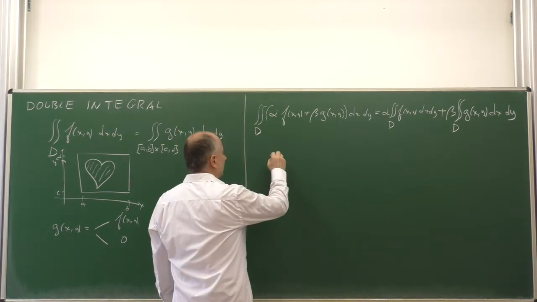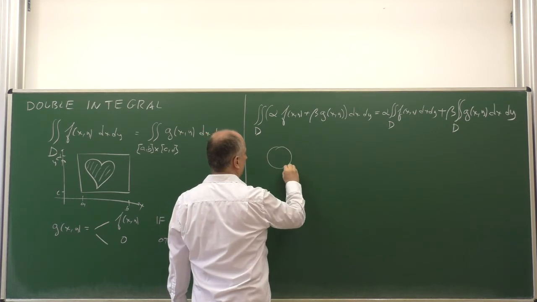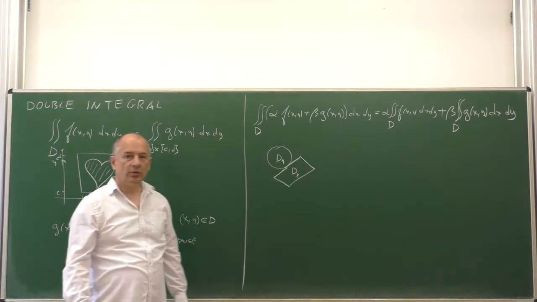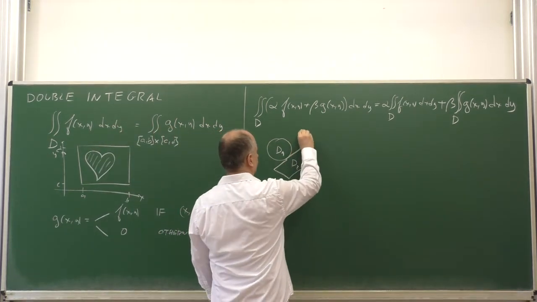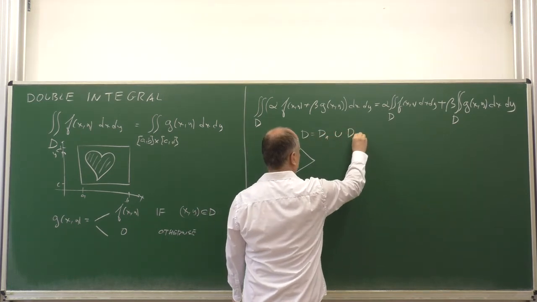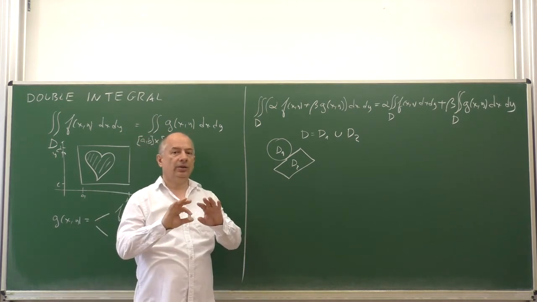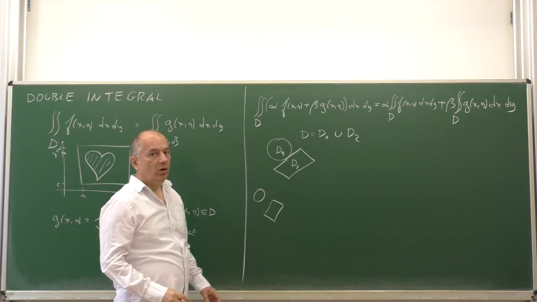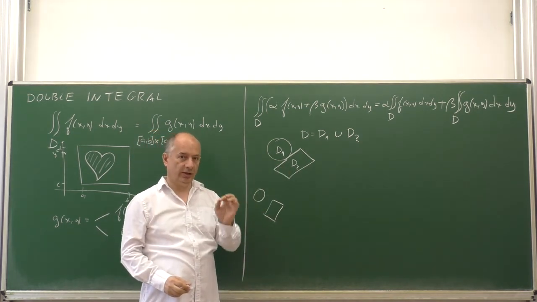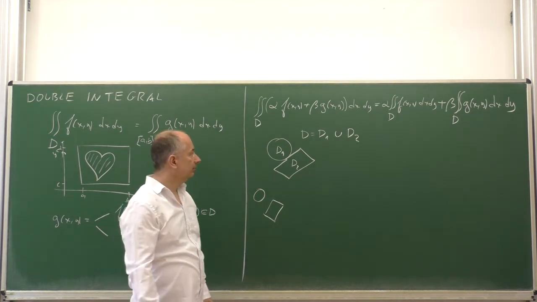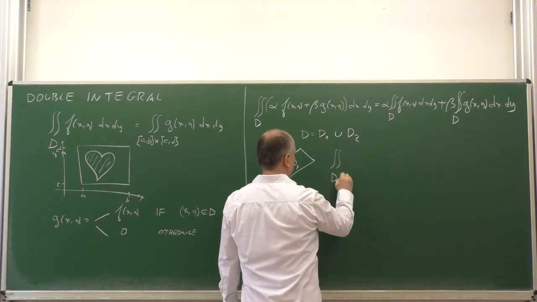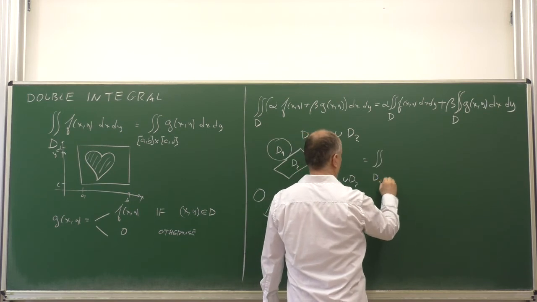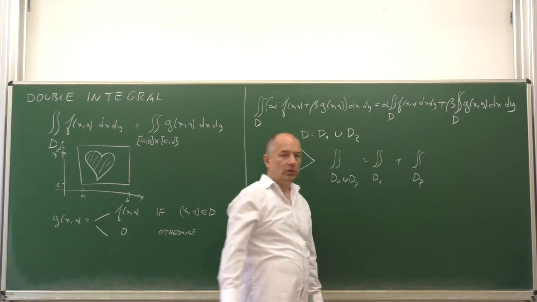And then, if the set D can be decomposed into a union of two sets, and if the sets are either disjoint, that means they have an empty intersection, or the intersection is just a finite number of points or curves, no fat sets, then the integral over the union is equal to the integral over D1 plus the integral over D2 of some function.